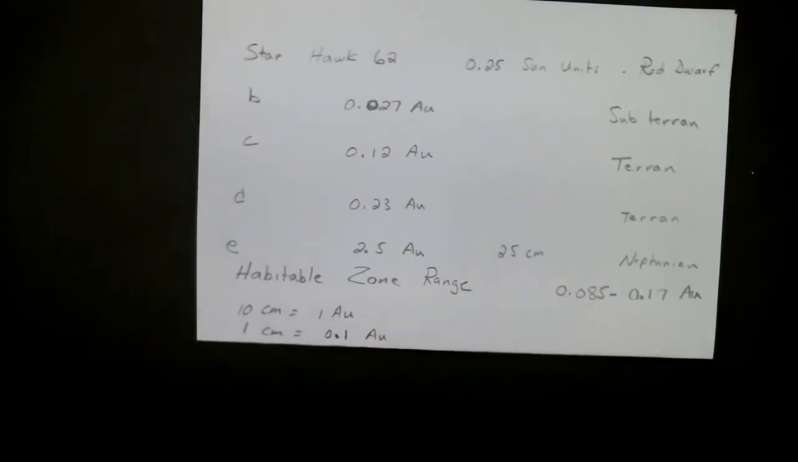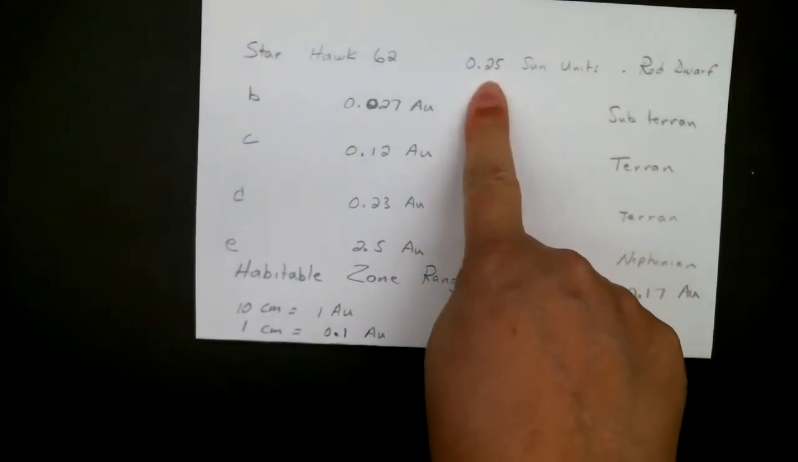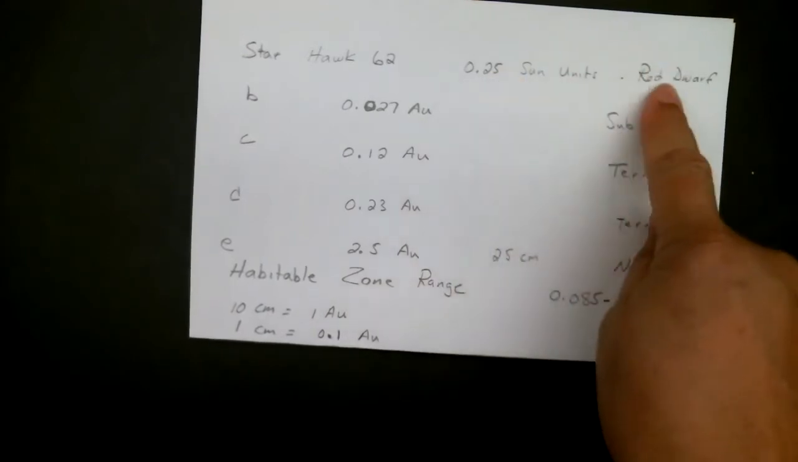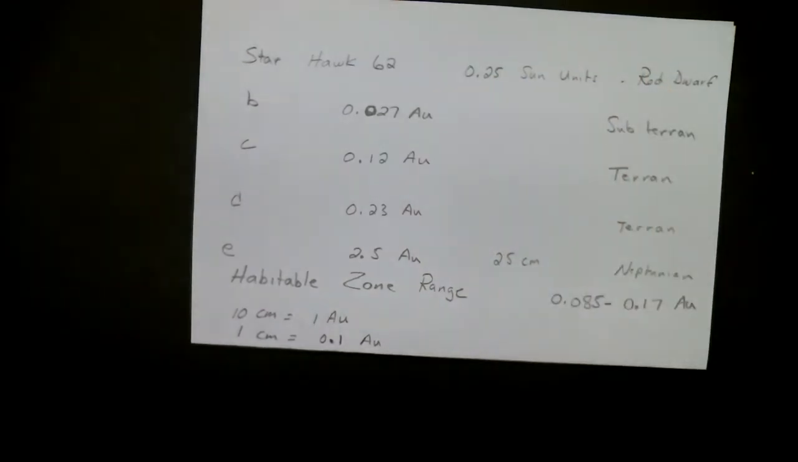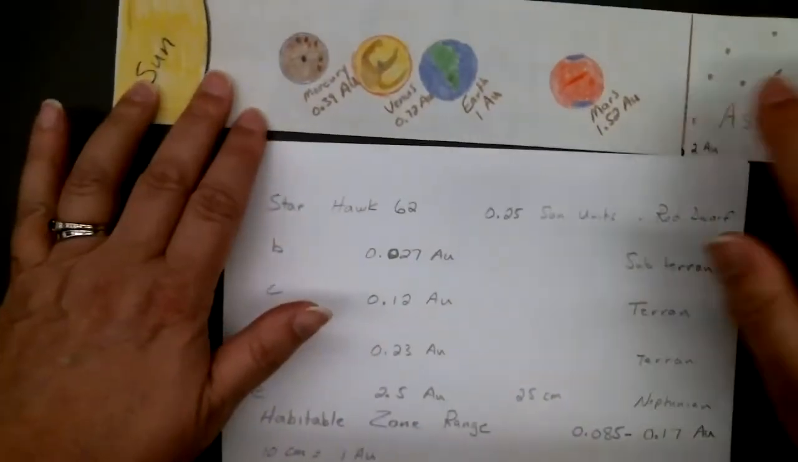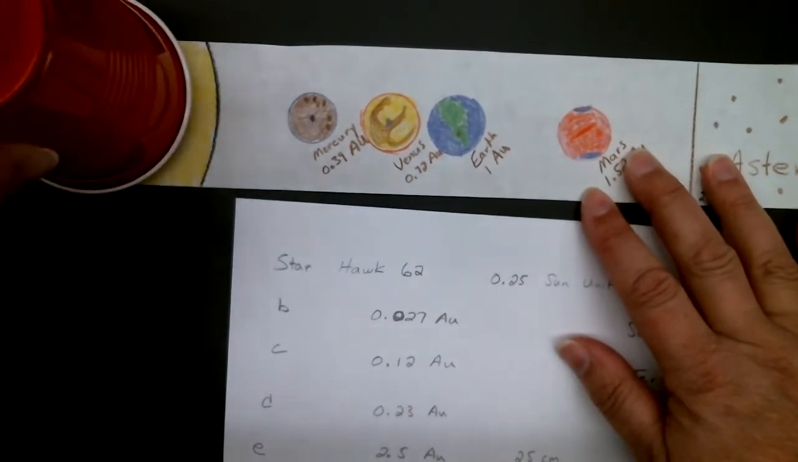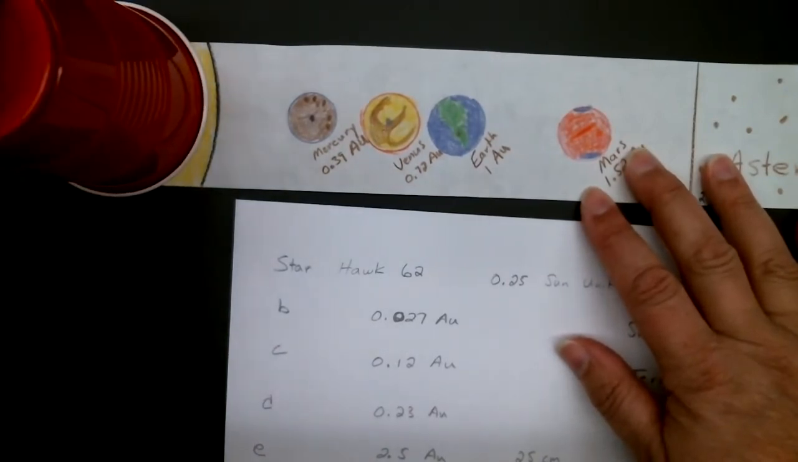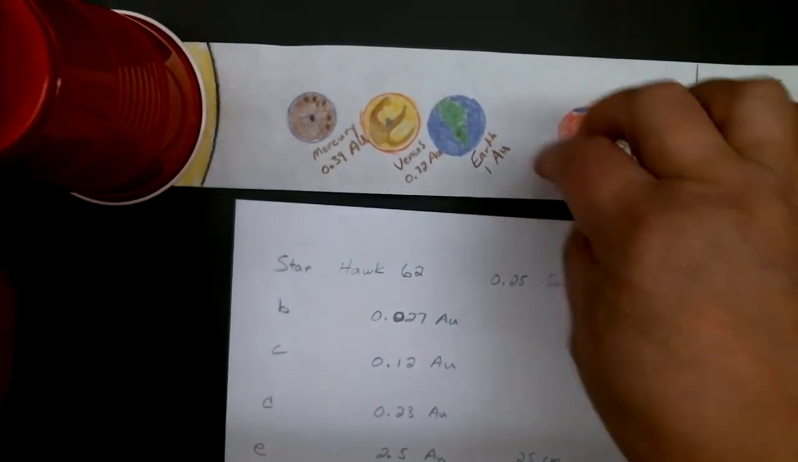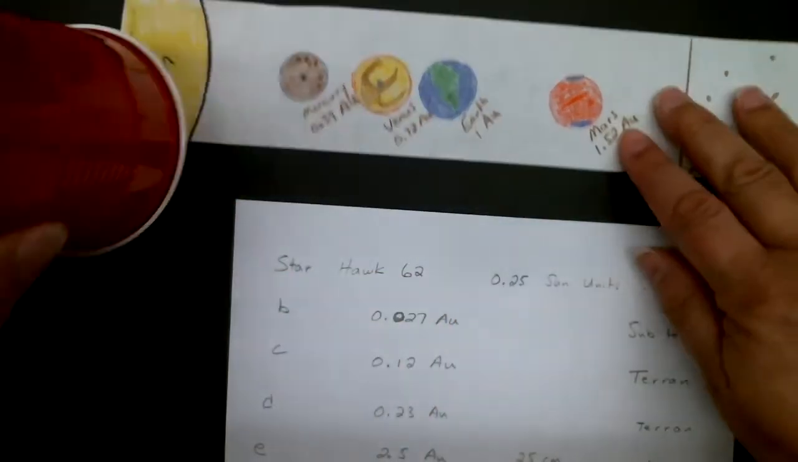Okay, so the first thing we're going to put on our system is our star, and my star is small. It's only 1/4 the size of the sun. It is a red dwarf. It is smaller than the sun. So I want to make sure that I go get something that has a smaller curve than I used for the sun. So here is my cup that I'm planning to use for my red dwarf, and it does have a smaller curve than the object I used for the sun.